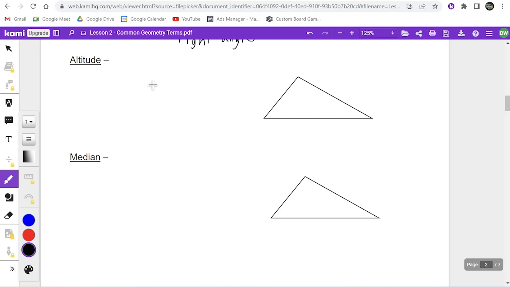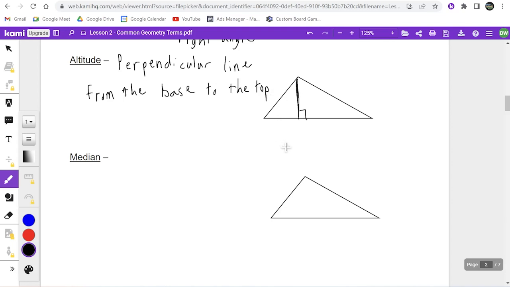The altitude, first I'm going to draw the altitude on this triangle, and then let's think of a definition together. So the altitude is this line right here. It forms a right angle. In other words, it's perpendicular to the base. There's kind of two definitions you can give. One definition is a perpendicular line from the base to the top, because that's literally what I drew, a perpendicular line from the base to the top.